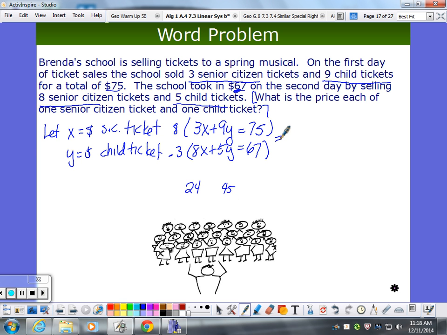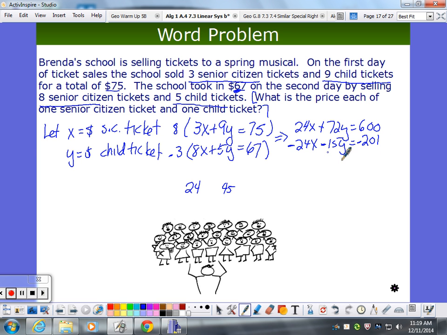3. So now we're going to rewrite all these things. Some of these are going to be big numbers, aren't they? So 24x plus 8 times 9, 72y equals, what's 75 times 8? What do we get? 600. Okay. This one I'm multiplying by negative 3. So that's negative 24x, negative 15y equals negative what? 21? Okay.